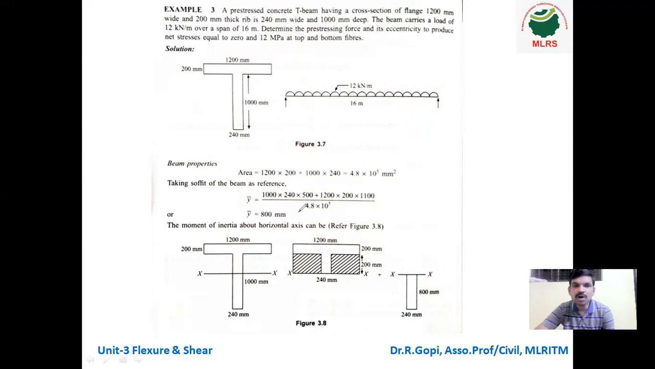So how do we calculate the moment of inertia? For that, I split it into 2. You can see here, this is the first element up to this, and this is the second element. So 1200 into 400 mm is the height. Okay, so you can see here.